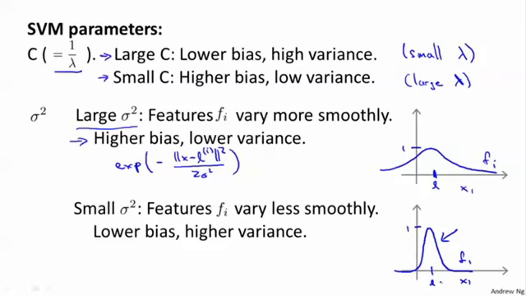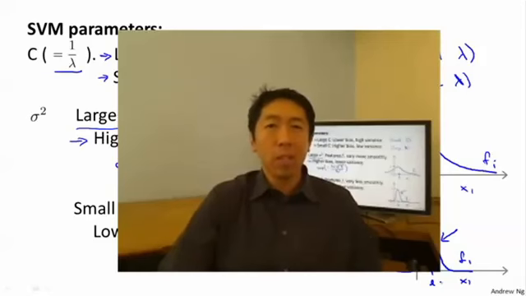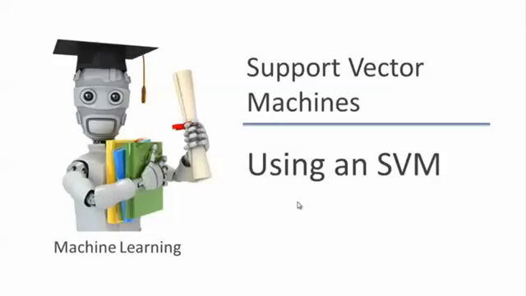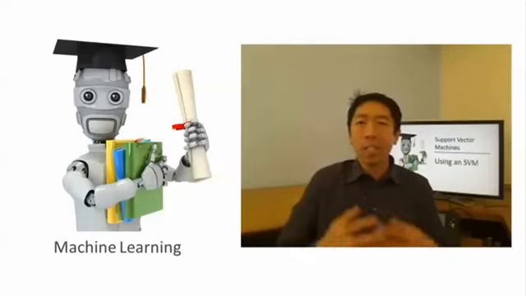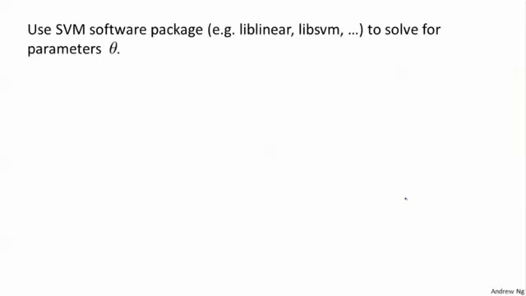So that was the support vector machine with kernels algorithm, and hopefully this discussion of bias and variance will give you some sense of how you can expect this algorithm to behave as well. So far we've been talking about SVMs at a fairly abstract level. In this video, I'd like to talk about what you actually need to do in order to run or to use an SVM.